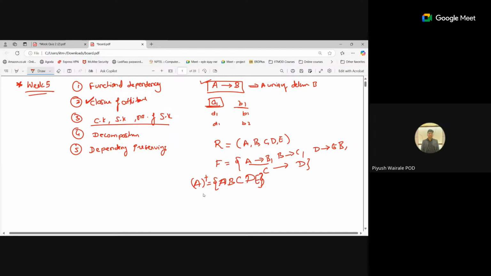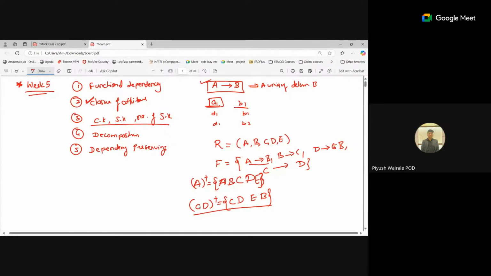For example, if I want to find out the closure of CD, right? In that case, how are we going to find out the closure of CD? C to D, so that is there, CD, and D to EB, so EB will be there, and B to C. Yeah, sorry, that is already there. So that's it. You can see this is how we can find out the closure, right?